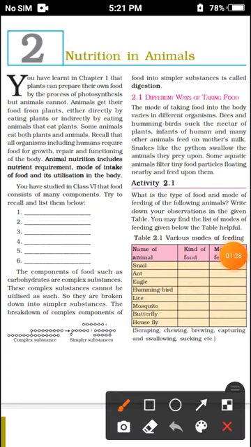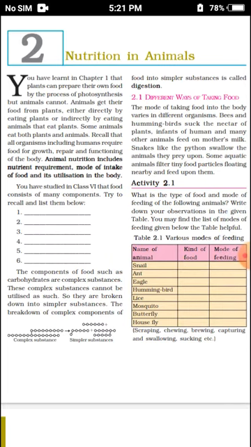The name of the animal is written, then the kind of food they take, and the mode of feeding. So we may take a few examples. First one is snail. Snail eats the leaves of green plants, and its mode of feeding is scraping. It scrapes those leaves. Similarly, we have the mosquito, which sucks blood. So juice and blood are the food the mosquito takes.